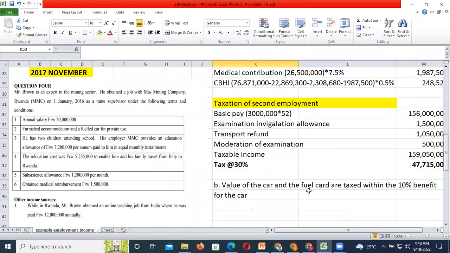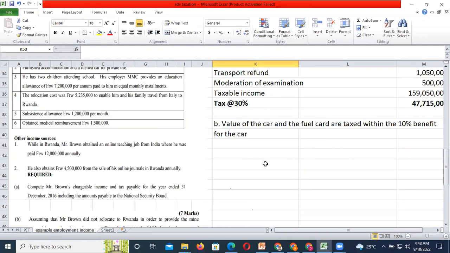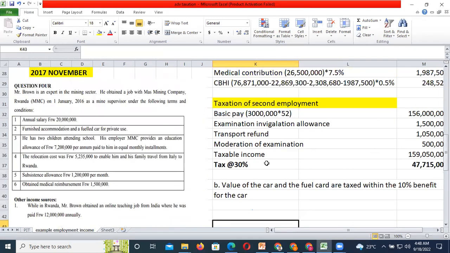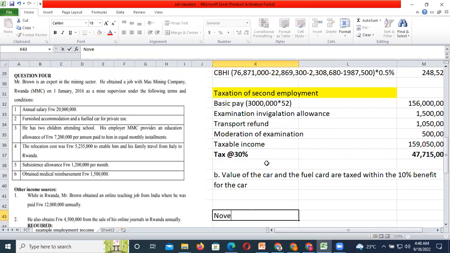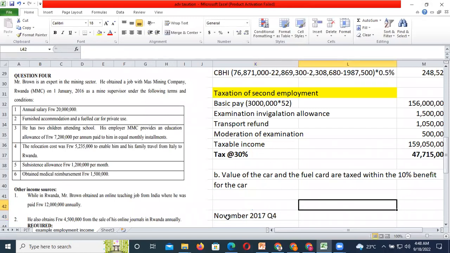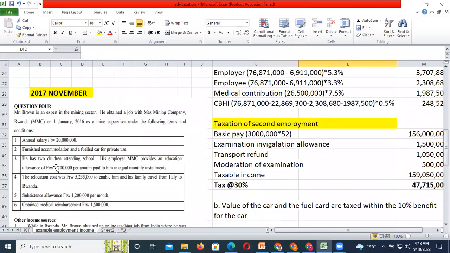I think we are answering now the question from November 2017, Question 4. Let's look at this one again.